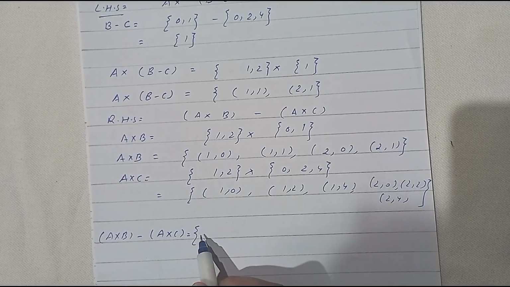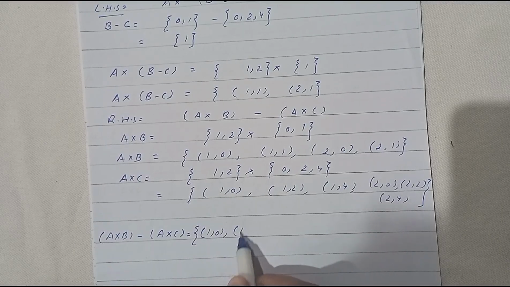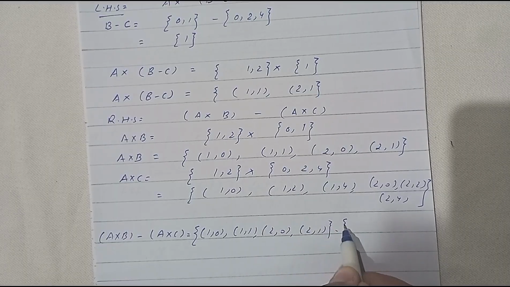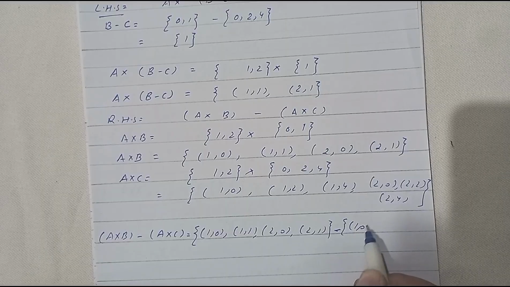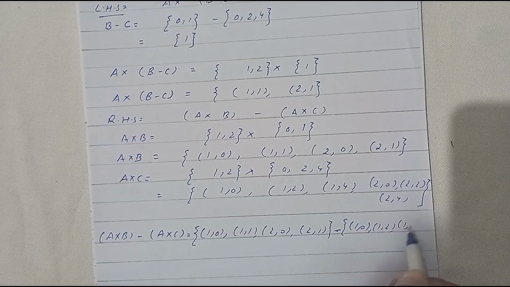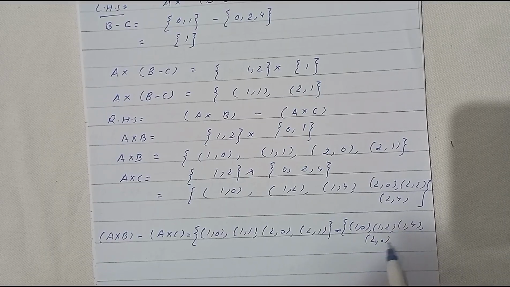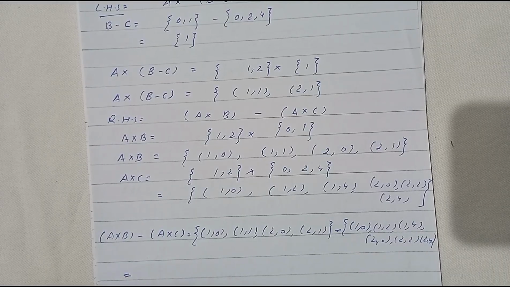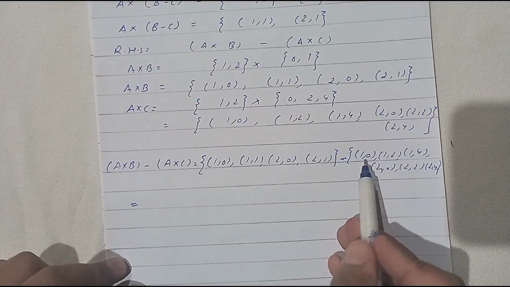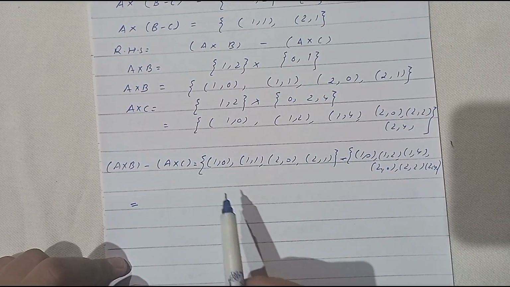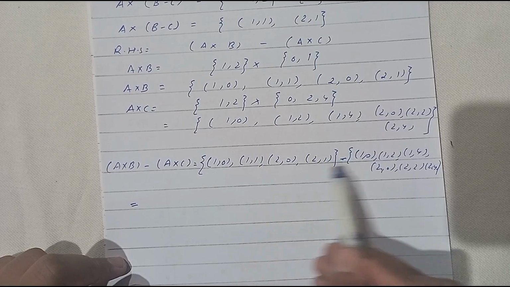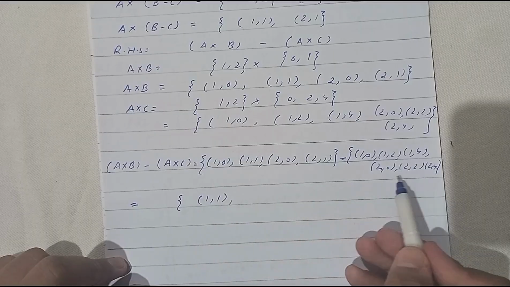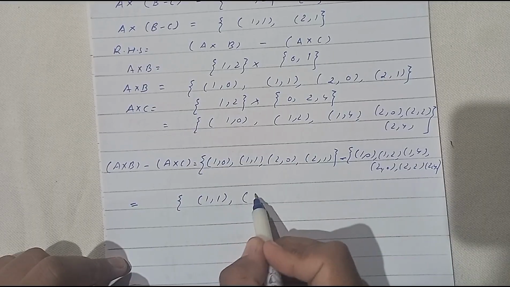First we write the elements of A cross B, that equals (1,0), (1,1), (2,0), (2,1), and then write the elements of A cross C, that equals (1,0), (1,2), (1,4), (2,0), (2,2) and (2,4). So by subtracting, as (1,0) is on both, the same ordered pair on both sets, we don't write it. (1,1) is not in the second set, so we write it, (1,1). (2,0) is the same and (2,1) is not there, so we write it, (2,1).